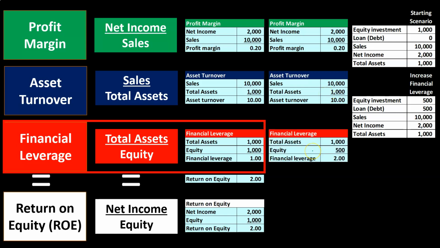And then we have the financial leverage calculation, or the multiplier calculation. Now we have assets of 1,000, but the equity is only 500, which means that we got another 500 from a loan.